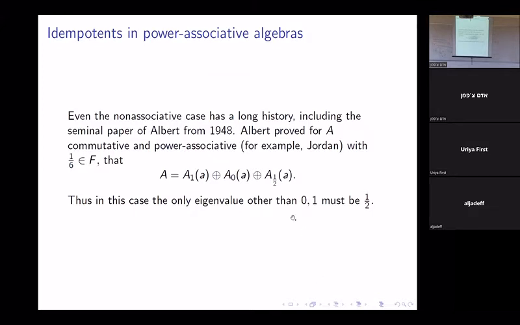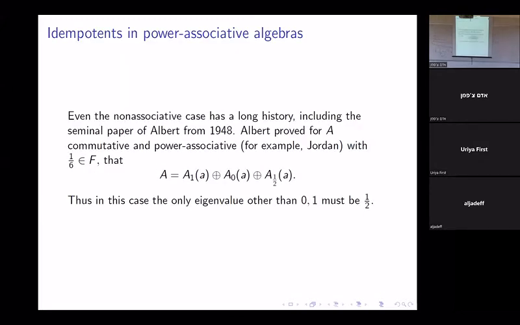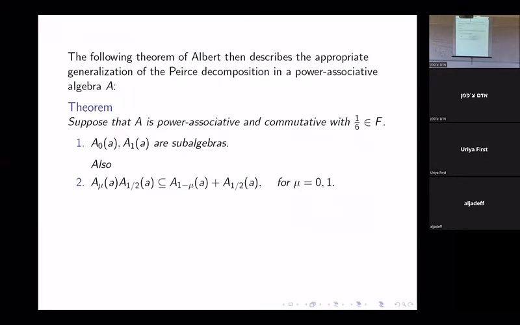And the non-associative case, as I said at the beginning, goes back to Albert, who proved for Jordan algebras that you have three idempotents, or the three eigenspaces, the 1, the 0, and the half. Maybe the 0 is trivial. But he also proved more.